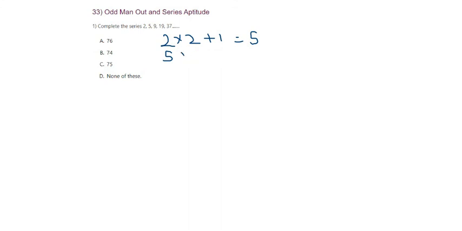This is getting subtracted now. 5 into 2 minus 1, which is 9. What about 9? 9 into 2 is 18, plus 1, it's 19. And what about 37? So 19 into 2 is 38, minus 1, which is 37. So the series is coming this way.